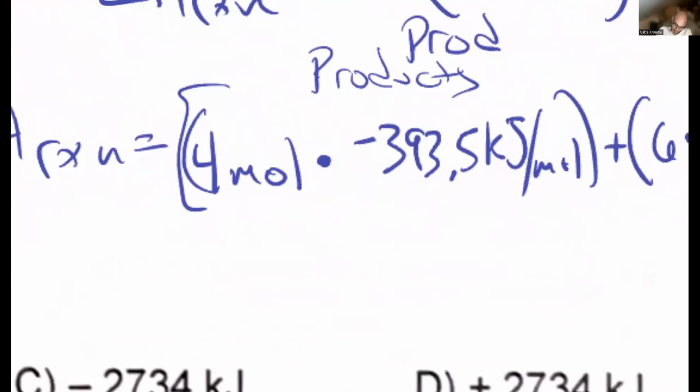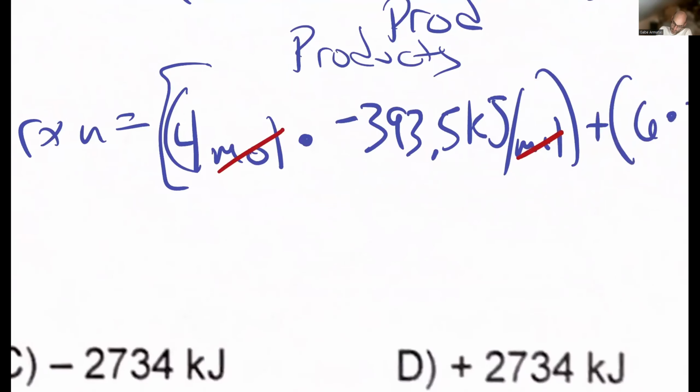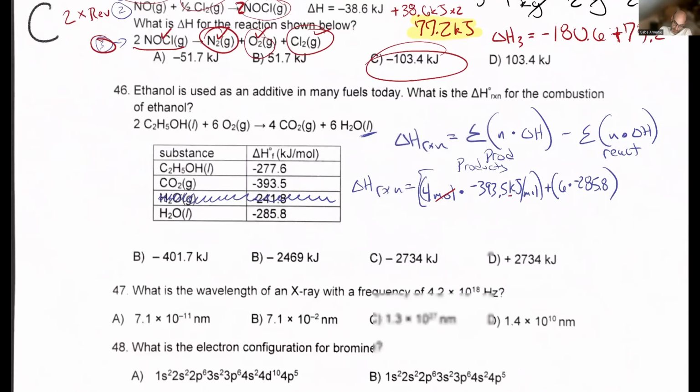If we look at the units, all of the units are going to come out the same. Moles cancels, and every single one of these moles times delta H's is going to leave behind kilojoules. That's the energy. So this is the total energy of products, 4 moles of CO2 plus 6 moles of water. All right.